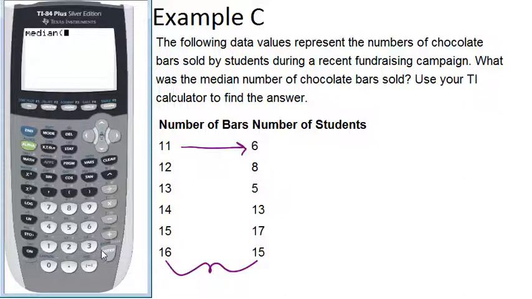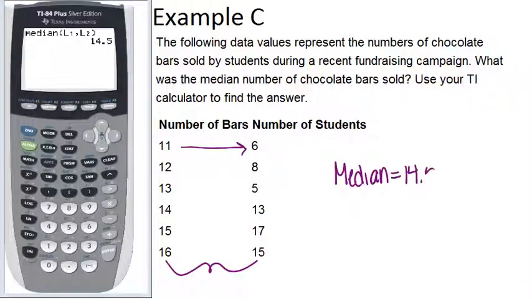So again, go into List, over to Math, and down to Median. Now we want to figure out the median of list 1 and list 2. So we do list 1, comma, list 2. And click enter. And it gives us our answer, which is 14.5. So using our calculator, we could figure out that the median was 14.5. That means that the median was right in here, in between selling 14 bars and 15 bars.